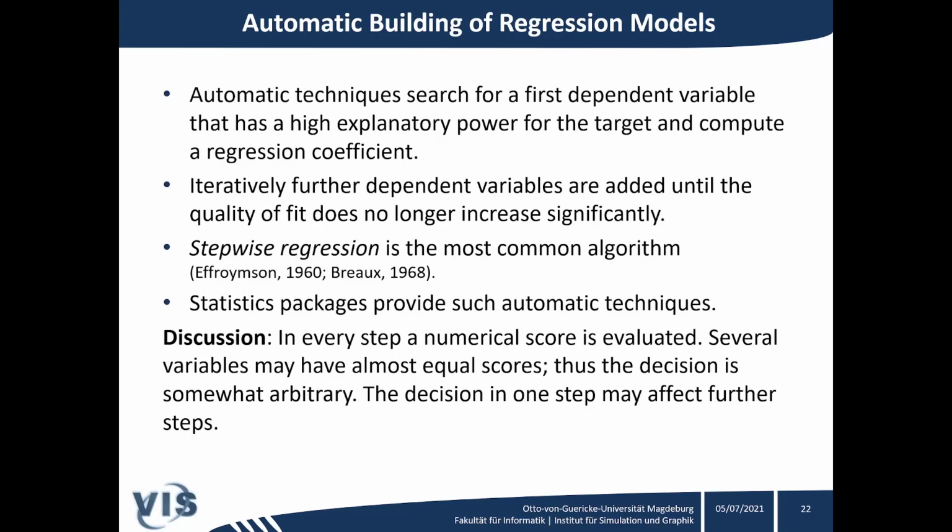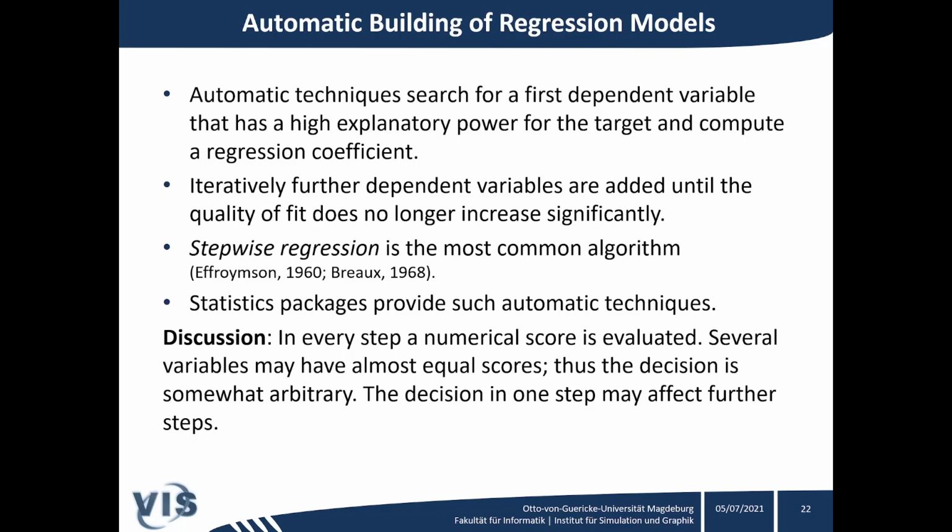So in each step, a variable is considered for addition to or subtraction from the set of explanatory variables based on some predefined criterion. And usually this takes the form of a sequence of F-tests or t-tests, but also other techniques are possible, such as the adjusted R-squared or AIC values. Regarding implementation, I can recommend that statistics packages such as R provide these automatic techniques.